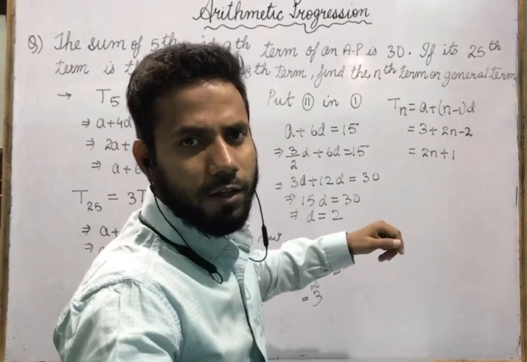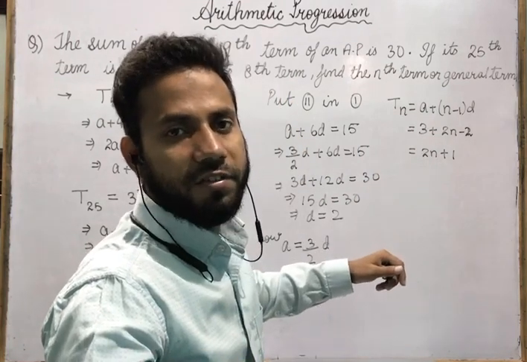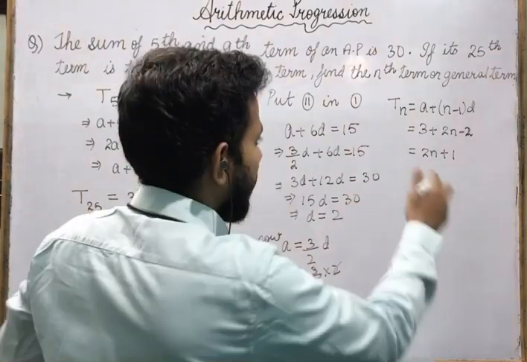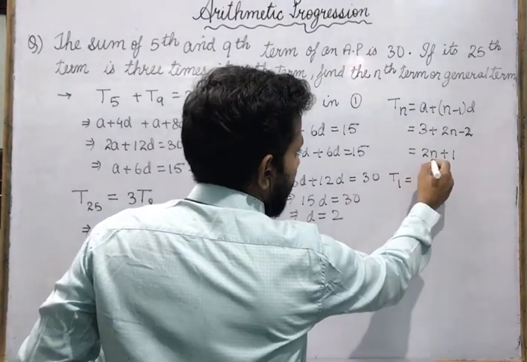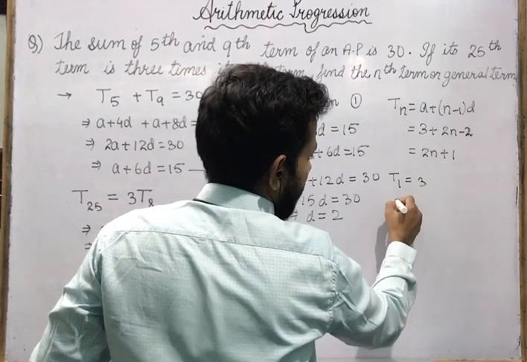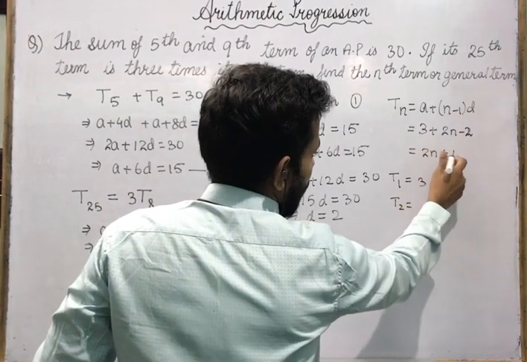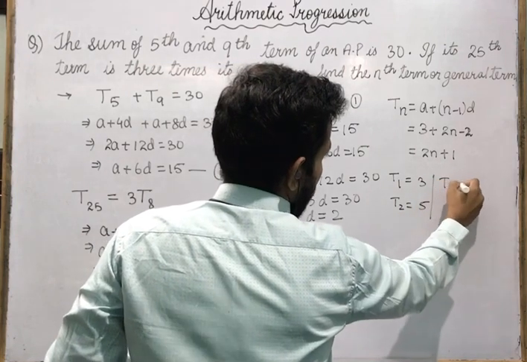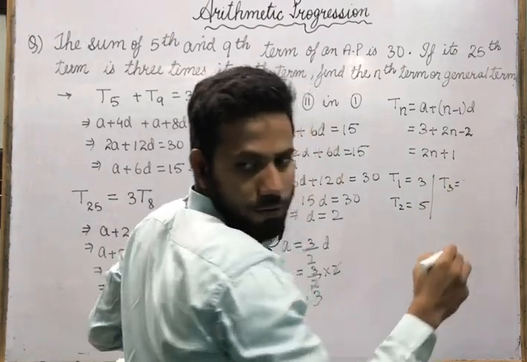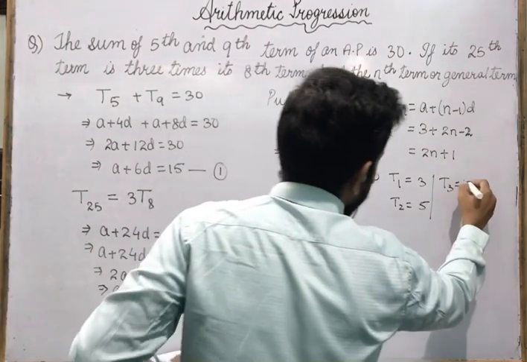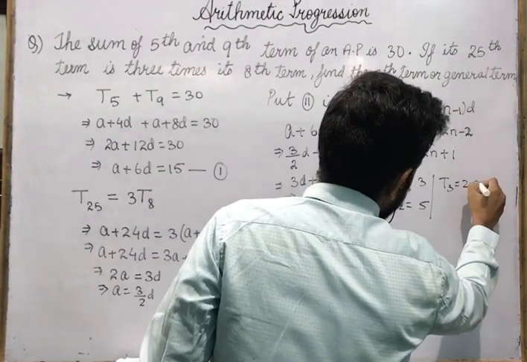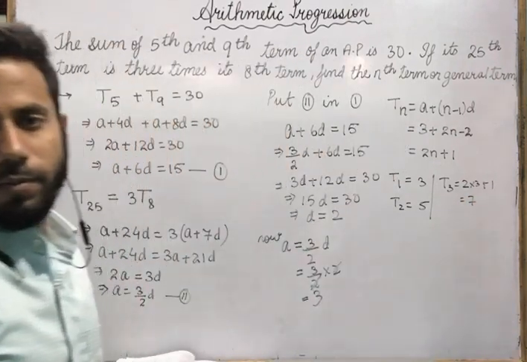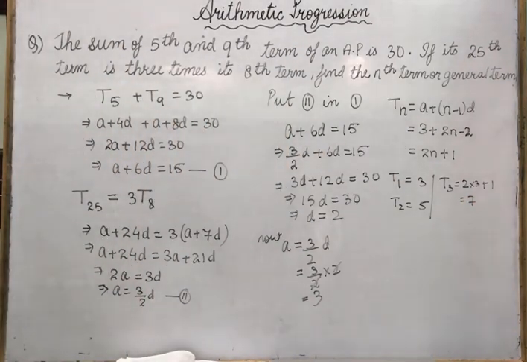That is very easy. You know that the AP is 3, 5, 7, 9. And I have also told you how to find the AP from the general term. Put here T1. What is T1? 2 into 1 plus 1, 3. What is T2? 2 into 2 plus 1, 5. What is T3? 2 into 3 plus 1, that is 7. Have you understood it? Everyone, did you understand it?